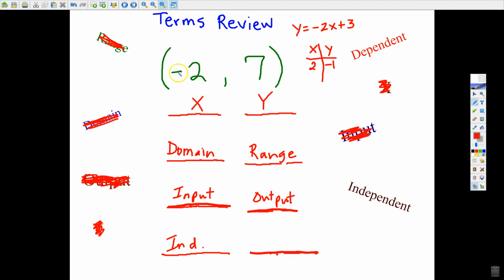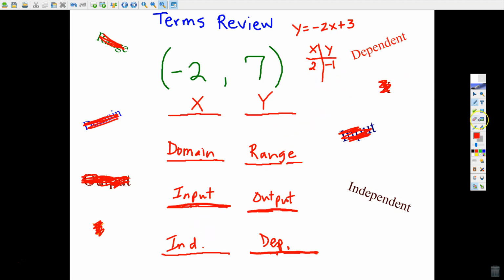The -2 in my case here, it's a value. It's called the independent value. And the 7, or in this case over here, the -1, depended on what I picked for x. And so the independent value corresponds with the x coordinate, and the dependent value corresponds with the y. Okay, and hopefully you can see that. I got -1 because I plugged in 2. So y is going to depend on what I plug in for x.